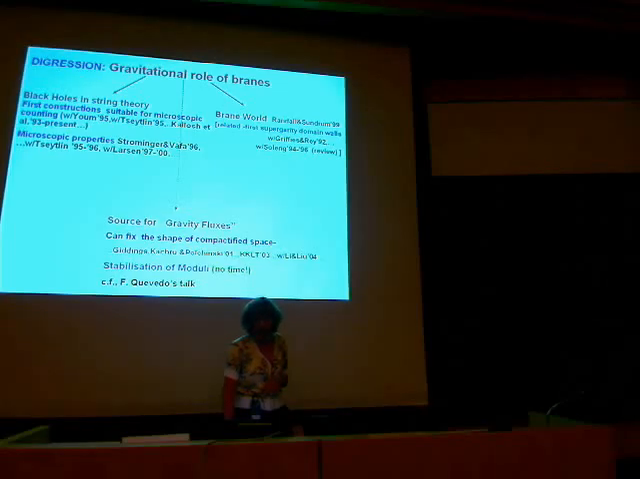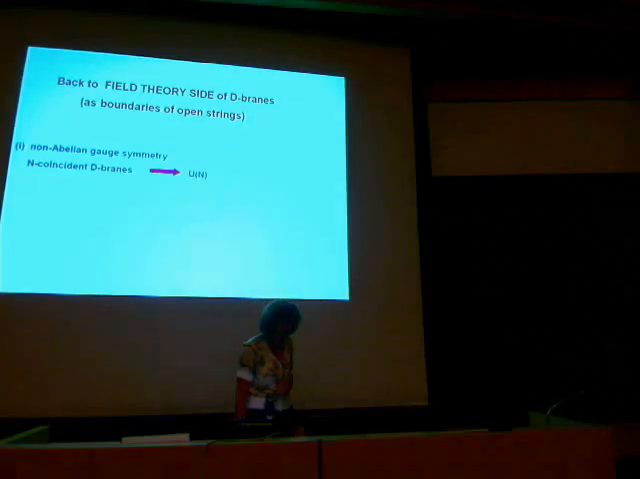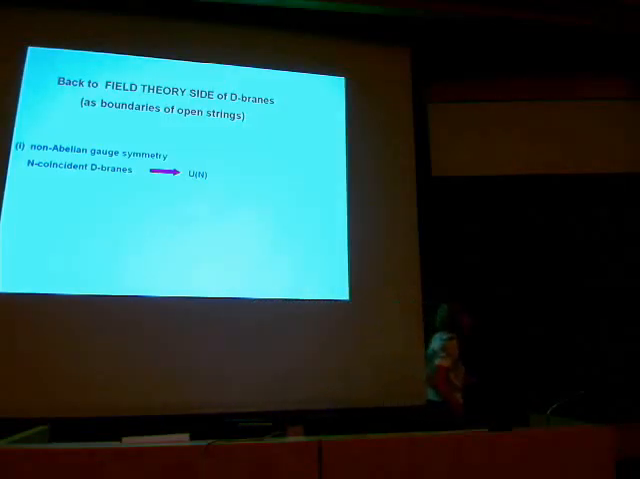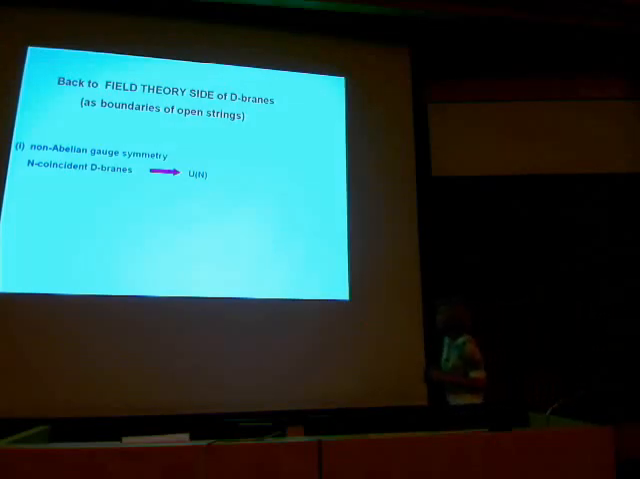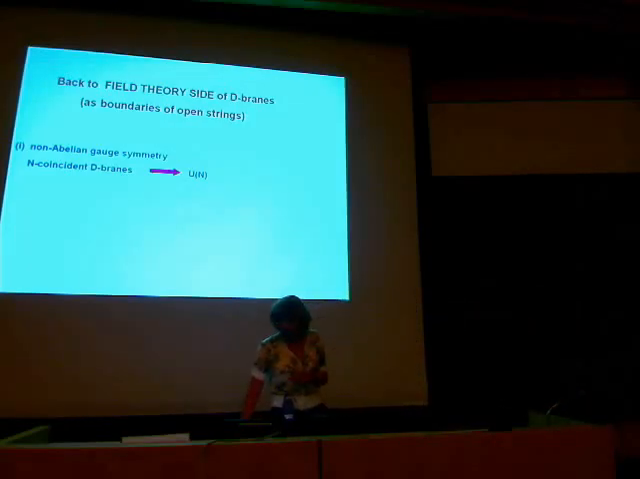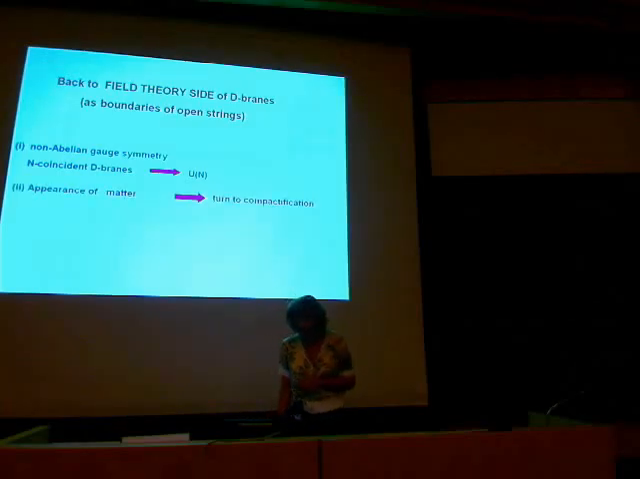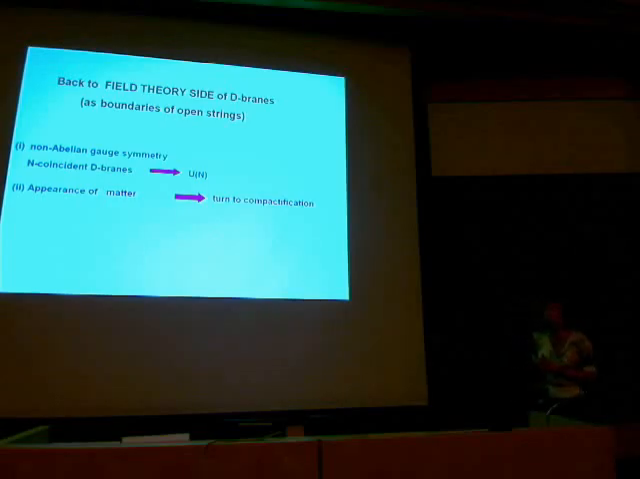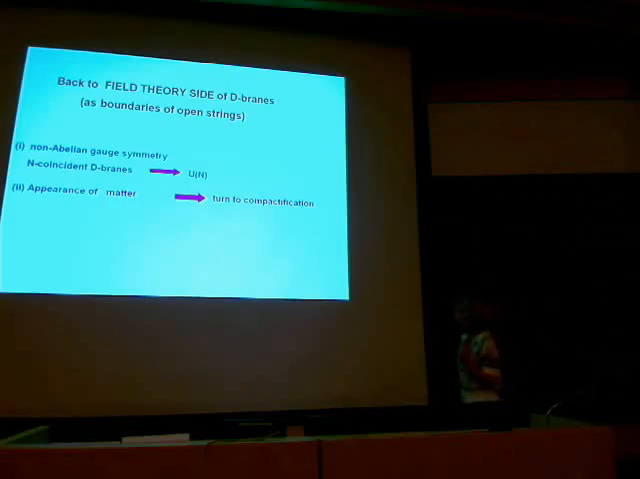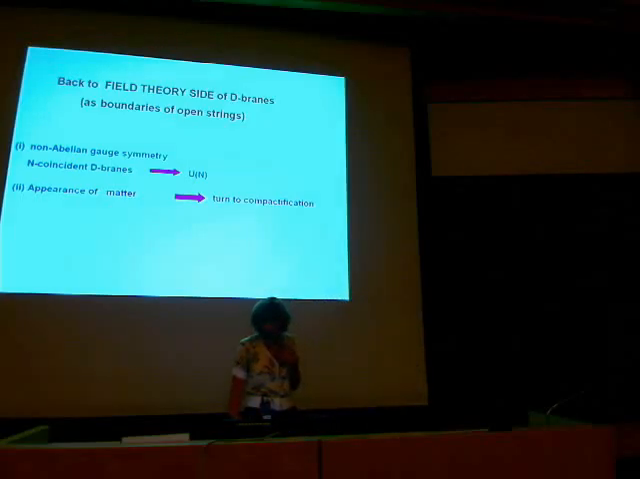I will turn back to the field theory interpretation of the branes and try to get the rest of our spectrum out of them. So this part was trivial, and coincident branes gave us U(n) gauge symmetry. Now we want to reproduce chiral matter. And for that purpose, to reproduce massless quarks and leptons, I have to turn to the issue of compactification.